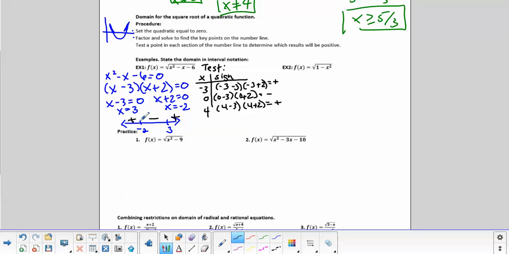I can only take the square root of the positives, so I want in my domain these numbers and these numbers. So my domain starts at negative infinity and it goes up to negative 2. I can take the square root of 0, that's what I'll get if I plug negative 2 in, so I want to include the negative 2. And then, not these numbers, but go and include the 3, and go up to infinity. And this is your domain for example 1.